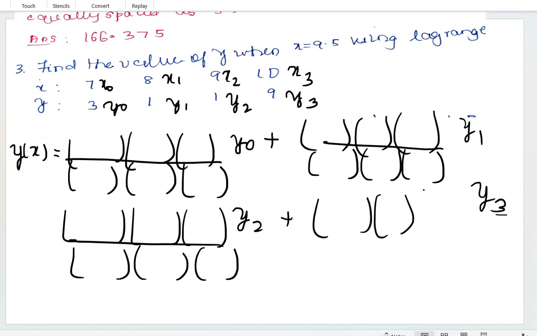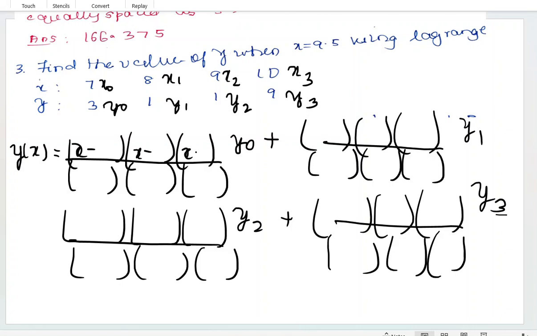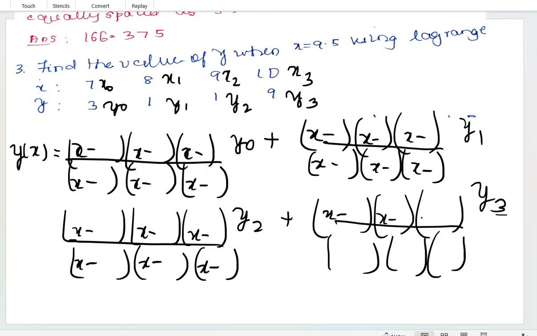Three brackets down. In all these brackets, we always put x minus, x minus, x minus, and so on, for each bracket.